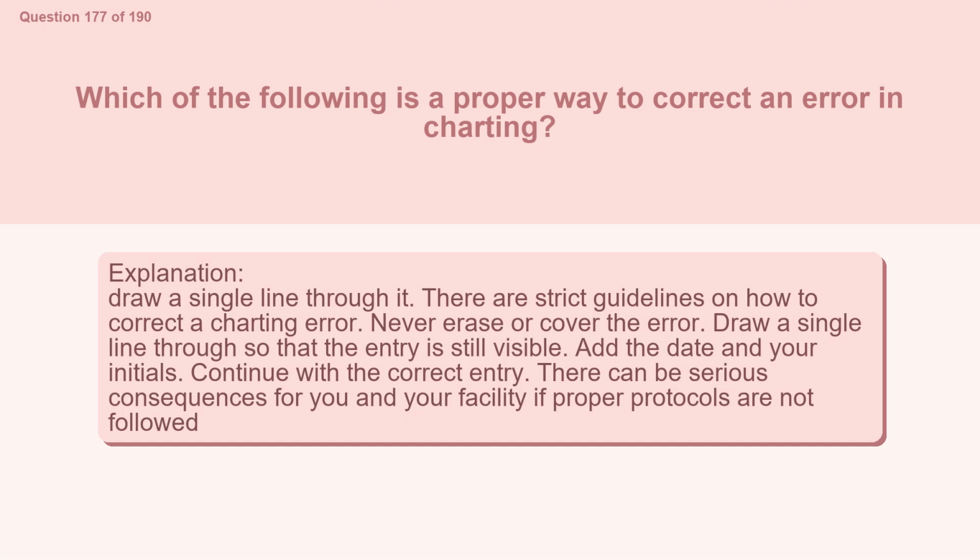There are strict guidelines on how to correct a charting error. Never erase or cover the error. Draw a single line through so that the entry is still visible. Add the date and your initials. Continue with the correct entry. There can be serious consequences for you and your facility if proper protocols are not followed.